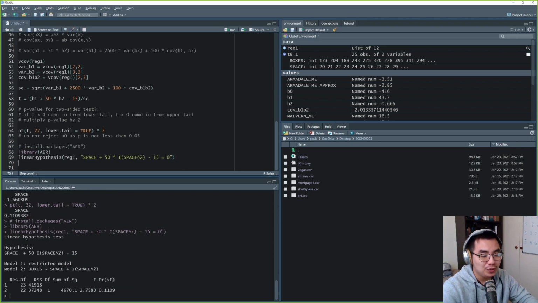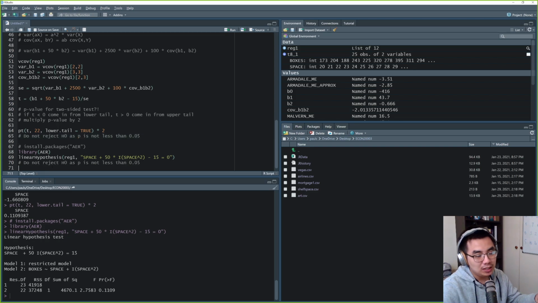That'll give you the output to your hypothesis test. You always want to make sure that your hypothesis up here is correct, so beta 1 plus 50 times beta 2 is equal to 15, which is, of course, the test that you're trying to perform. Look at the p-value, 0.1109. Look at the p-value we calculated before, 0.1109. So both the manual test and the test using R are giving us the same result.